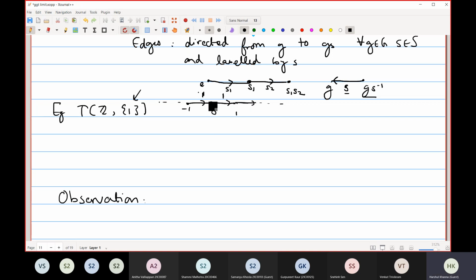Note this somehow resembles your real line, though not exactly. The real line has some extra structure, which is the distance between points. So I'll tell you how we define distances in graphs. But for now, just note that this resembles the real line.